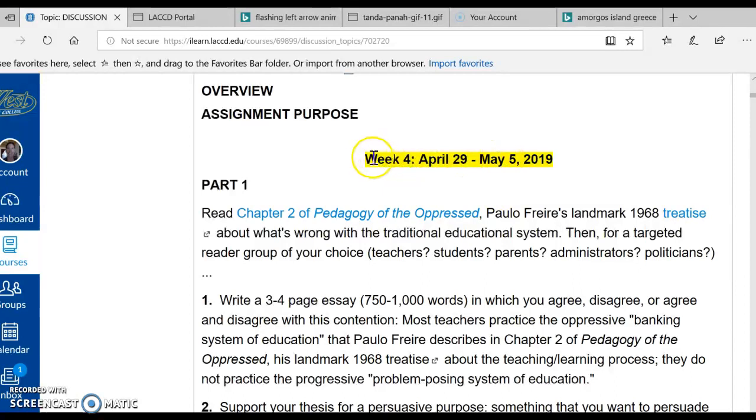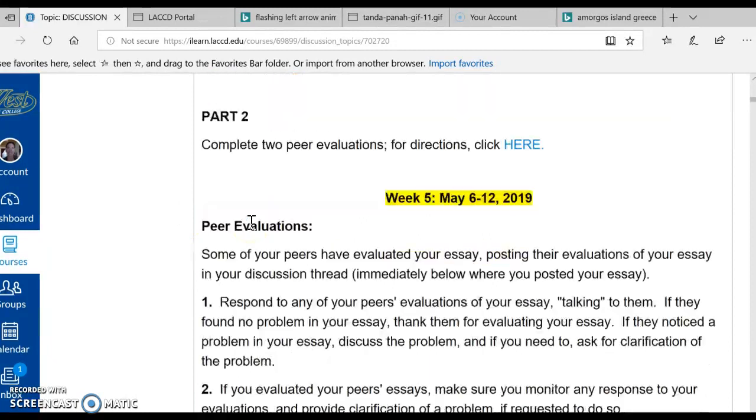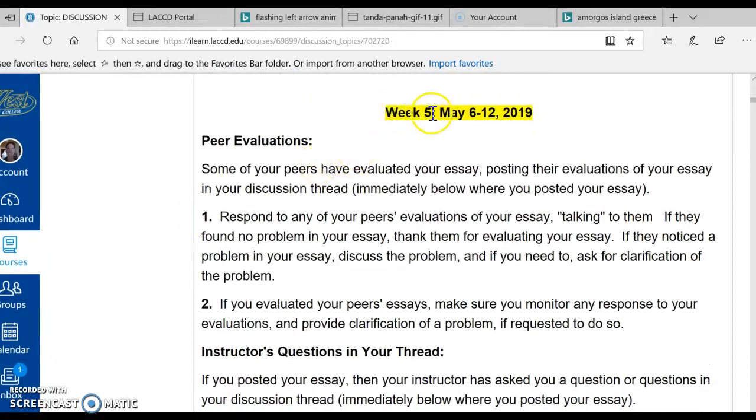So we have our original directions for week 4, April 29th through May 5th, 2019. And we have the part 1 and also the part 2. Now we have week 5, May 6th through 12th, 2019. We have peer evaluations and we have instructors' questions in your thread, directions for both. So let me read these with you. Some of your peers have evaluated your essay, posting their evaluations of your essay in your discussion thread, immediately below where you posted your essay.